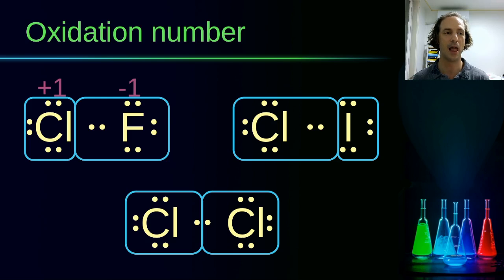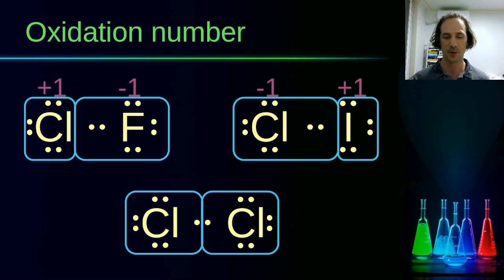So here with ClF, chlorine will have a +1 oxidation number because it lost 1 electron. It only has 6 valence electrons instead of the 7, while fluorine has 8 valence electrons instead of the 7, so it will have an oxidation number of -1. In ICl, the 2 electrons are going to chlorine, so chlorine will have 8 valence electrons instead of 7.